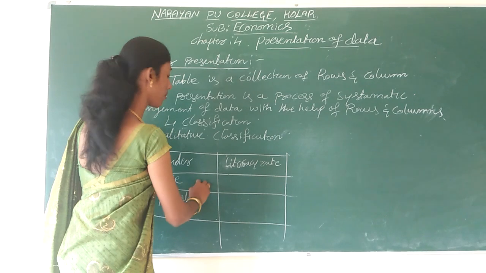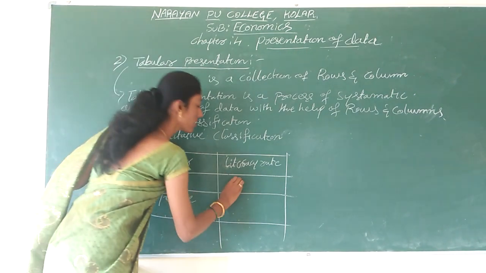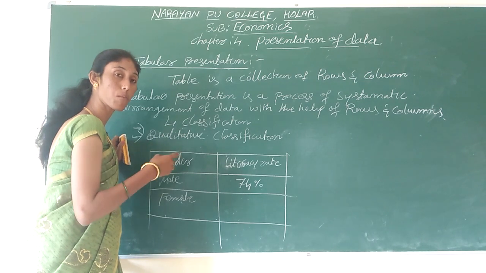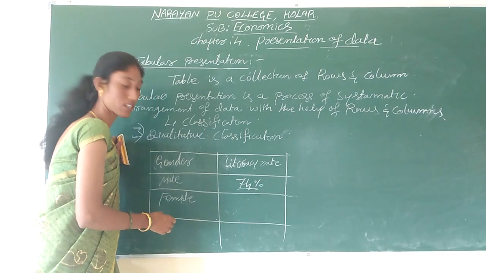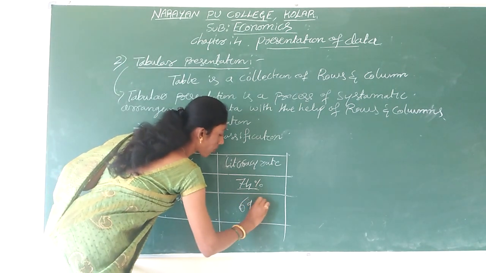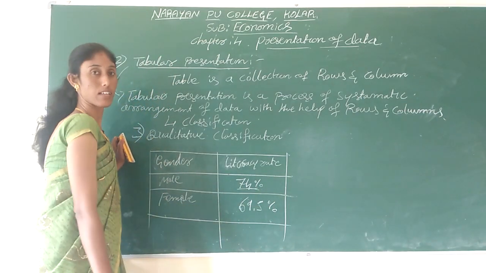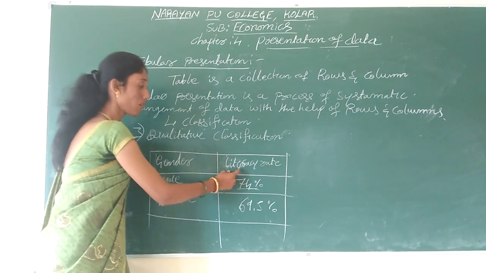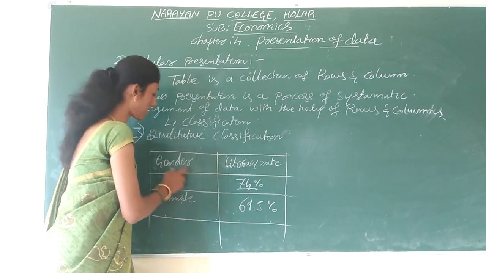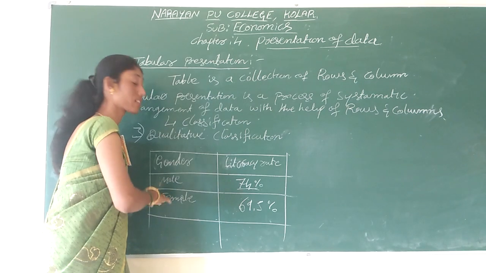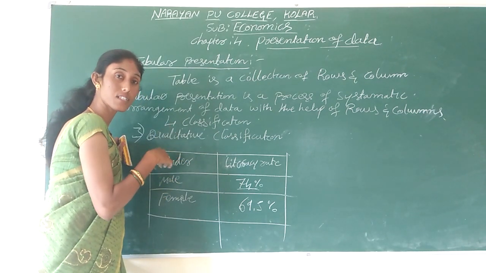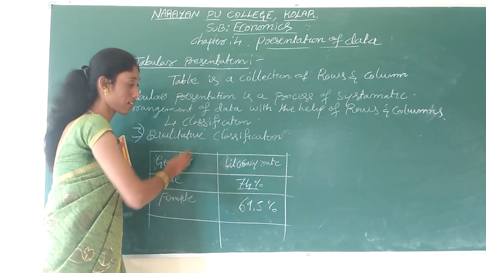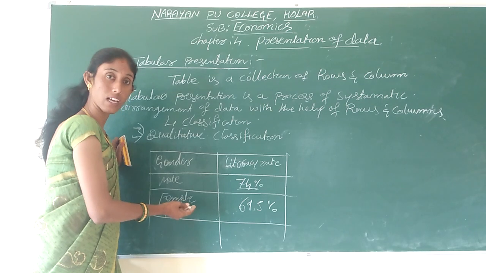Here under male, the literacy rate of our country is 74%. In the total male population we have 74% literacy rate, and among females, 69.5% literacy, based on gender as well as literacy. It means that it is their social status, and it is nothing but their physical status. Likewise, if we classify the data based on the physical status or the social status of a person, that is nothing but qualitative classification. And that kind of data we can present in this way with the help of a table.